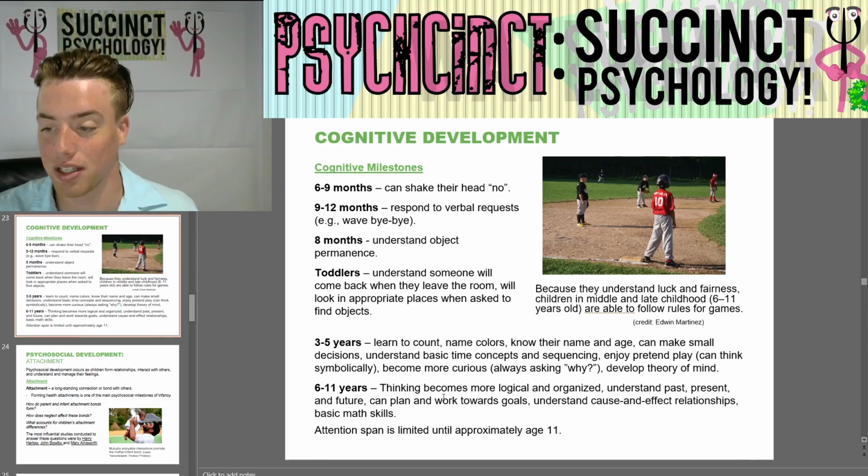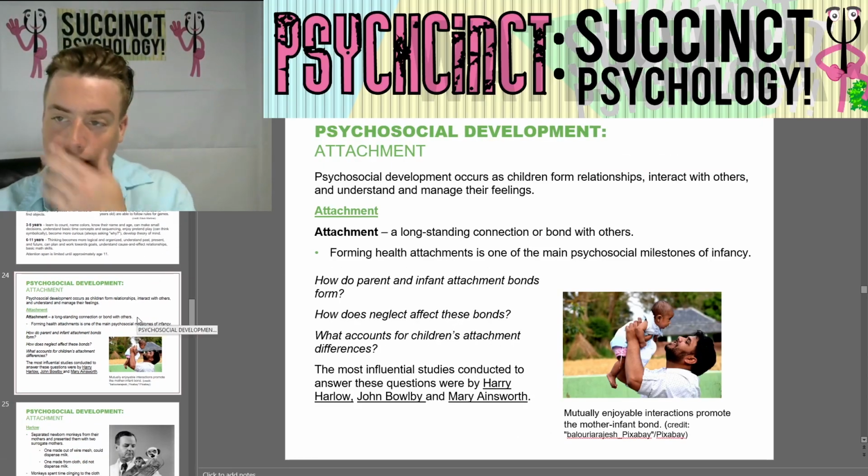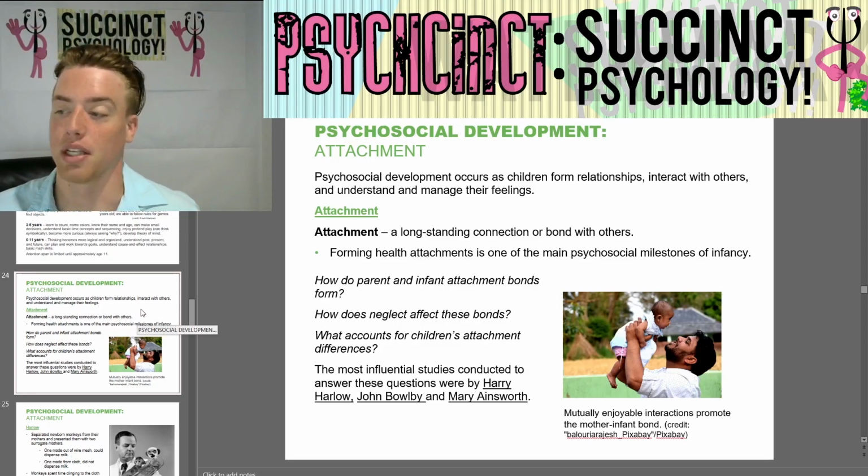So 6 to 11, thinking becomes more logical and organized. They understand past, present, and future, and can plan and work towards goals, understand cause and effect relationships, and basic math skills. And their attention span is limited until approximately age 11. Because they understand luck and fairness, children in middle and late childhood, ages 6 to 11 years old, are able to follow rules for games. So, football, basketball, baseball.